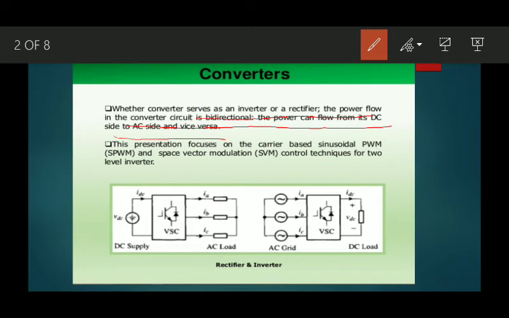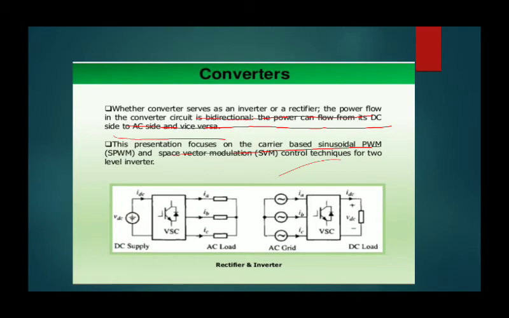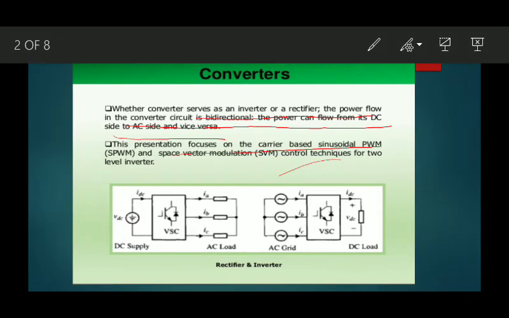The presentation focuses on the carrier based sinusoidal PWM technique of the converter, and how a PWM inverter works to convert DC voltage to AC voltage. This is the circuit diagram of the voltage source inverter. It consists of a voltage source inverter and DC voltage. How DC voltage can be converted to AC voltage, we can see from here.